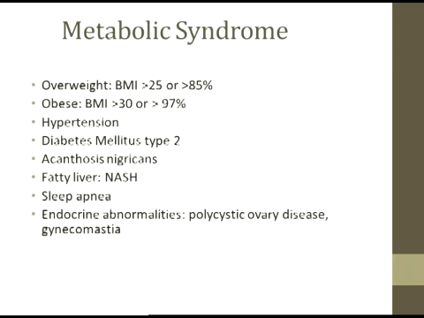What we know about obesity is that it's an inflammatory state. So you have inflammation going on in your body, and it's thought that the inflammation adversely affects many of the cells in your body. And that leads to a picture of what we see with type 2 diabetes, high blood pressure, acanthosis, fatty liver, sleep apnea, and endocrine abnormalities in addition to dyslipidemia.